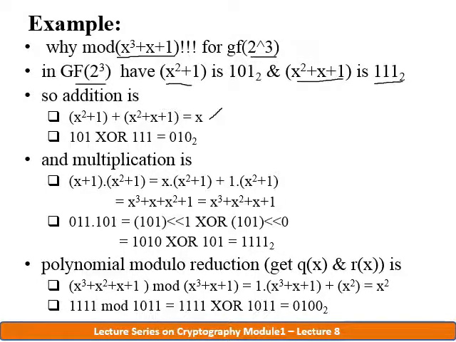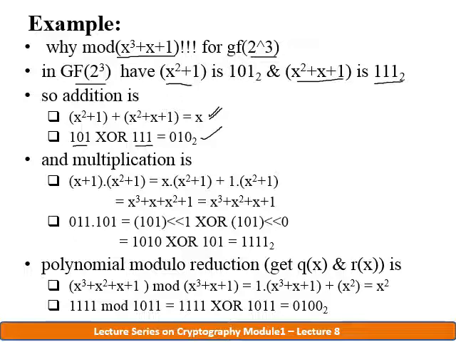For simplicity, I have taken the same example for binary values. 101 is XORed with 111. When I XOR these two values, I get the answer 010. How do we write this as a polynomial? It is x to the power of 0, x to the power of 1, x to the power of 2. So I am left with x to the power of 1, and I get the answer as x. That is how I got it.